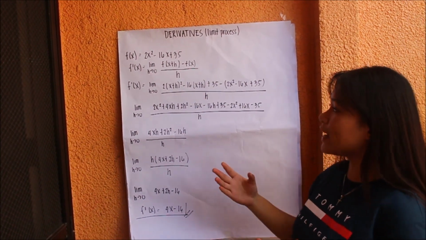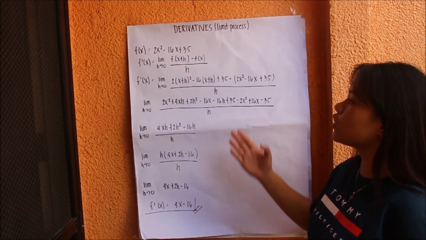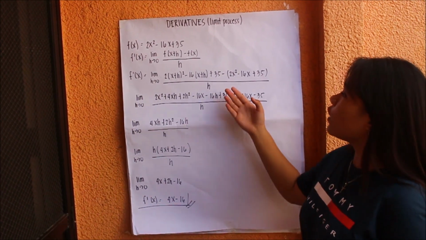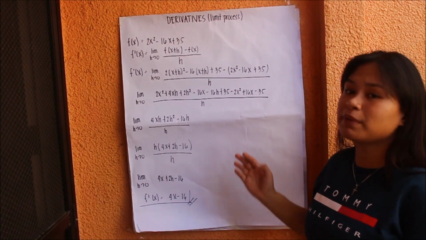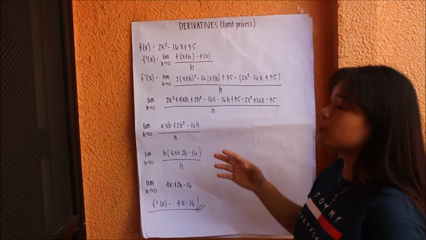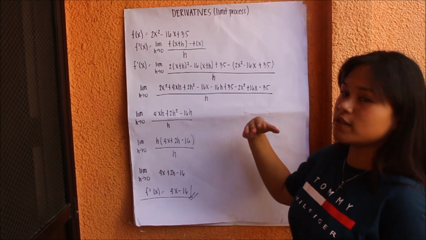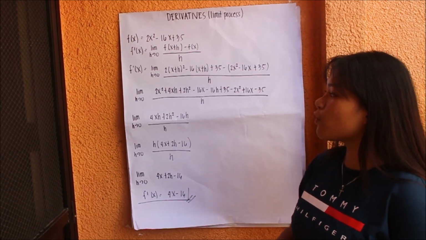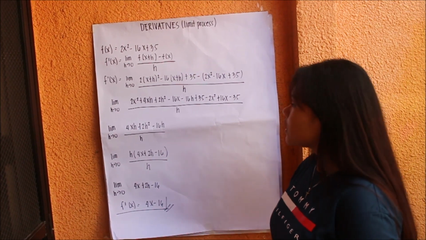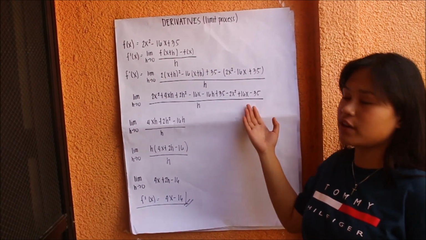2 quantity of x plus h squared minus 16 quantity of x plus h plus 35 minus the given quantity of 2x squared minus 16x plus 35 over h. The next thing you will do is distribute each factor, so we come up with this equation: 2x squared plus 4xh plus 2h squared minus 16x minus 16h plus 35 minus the given over h.